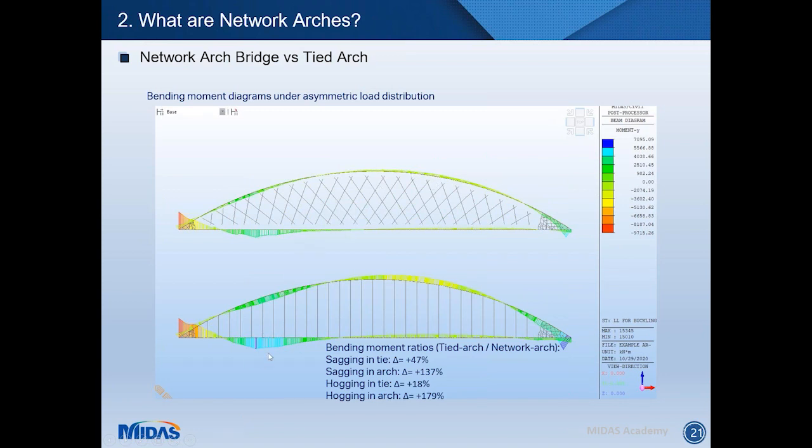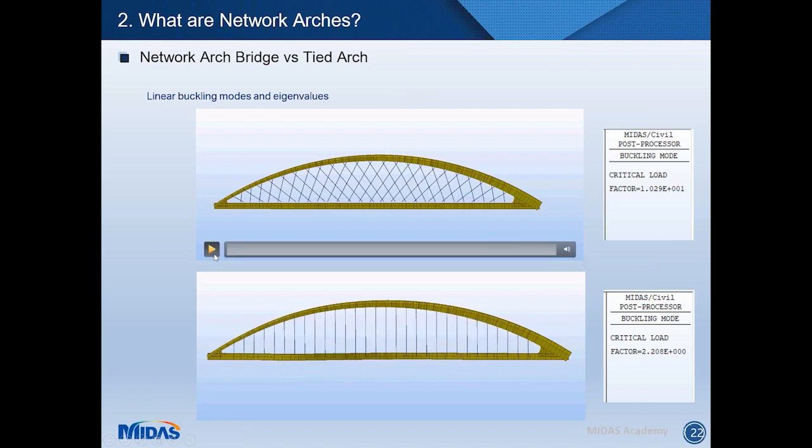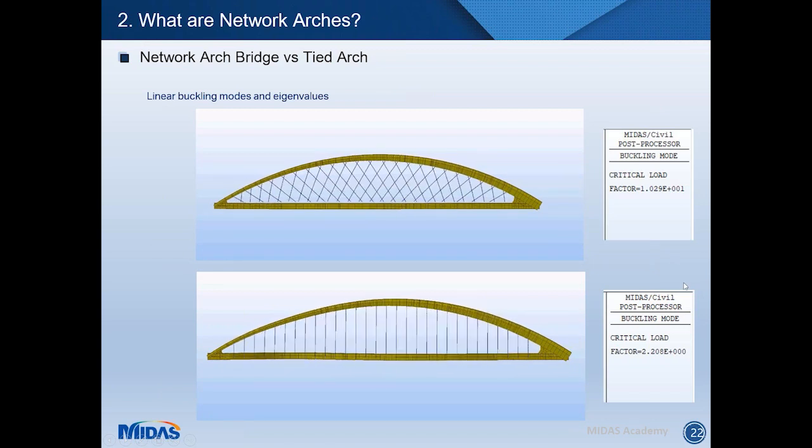You can see that the bending moment induced in the arch and the tie beam for the same load is higher in the bowstring arch than in the network arch. I then created linear buckling analysis models in MIDAS just to compare the two arches. Here it's just the arch alone.